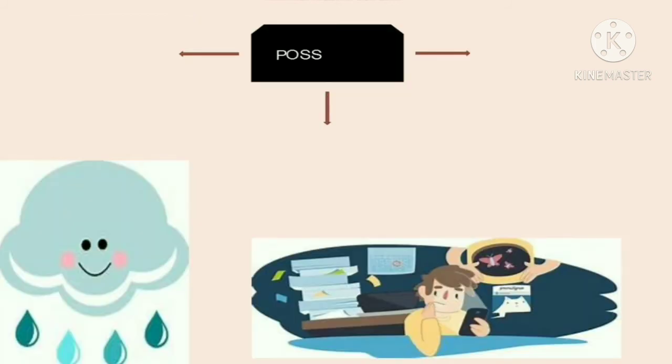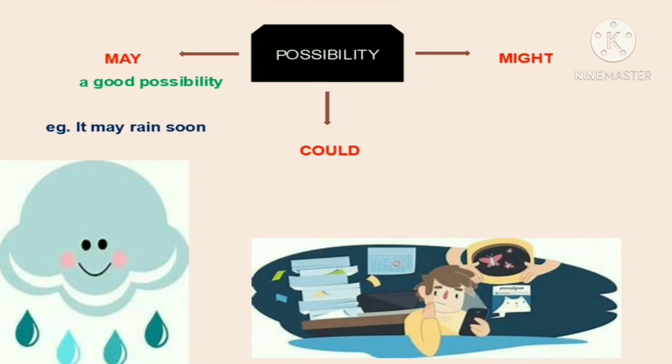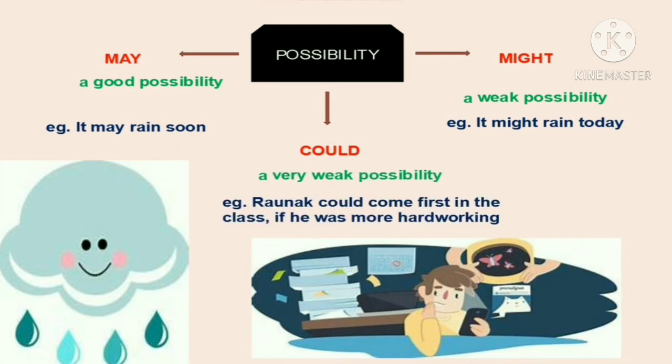Moving further to possibility. So the modals that suggest possibility are may, might, and could. May suggests a good possibility. Example, it may rain soon. Might suggests a weak possibility. Example, it might rain today. And could suggests a very weak possibility. Example, Ronak could come first in the class if he was more hardworking.